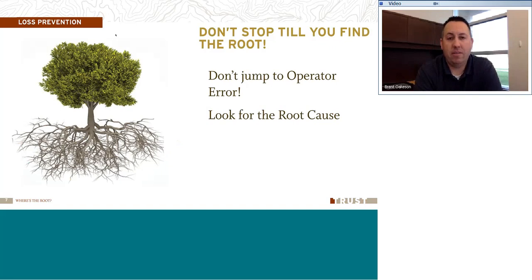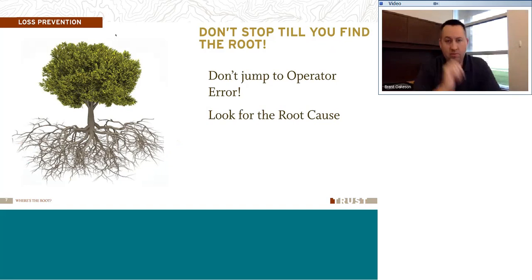Maybe there's no policy and procedure in place. Maybe there's not adequate supervision or management support, or tools and equipment for the job. There's a lot of different reasons that could cause an accident, not just the person that's involved in the accident itself. So we want to look for that. We want to ask those questions and keep going until we get to that root cause.